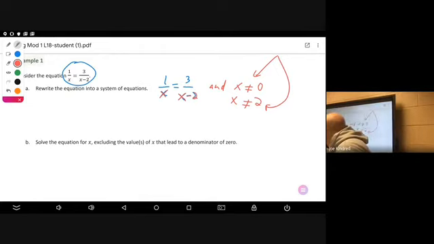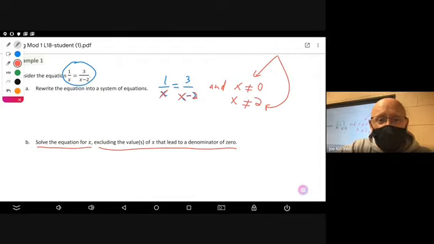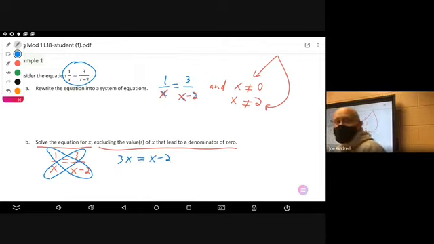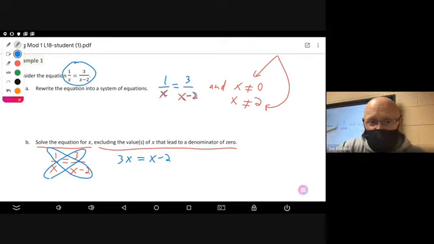And then in B, solve the equation for x, excluding the values of x that lead to a denominator of 0. Okay, watch very carefully. We were asked to solve this equation: 1 over x is equal to 3 over x minus 2. We had a similar problem with this earlier last week. We can solve this by thinking of this as a proportion. Some of you may have heard of the butterfly approach, maybe. I'm not sure if that's something you remember. 3 times x is equal to x minus 2 times 1. Cross multiply, because two fractions equal each other, you can solve as a proportion.